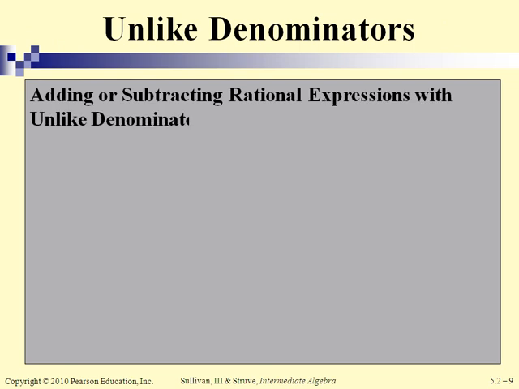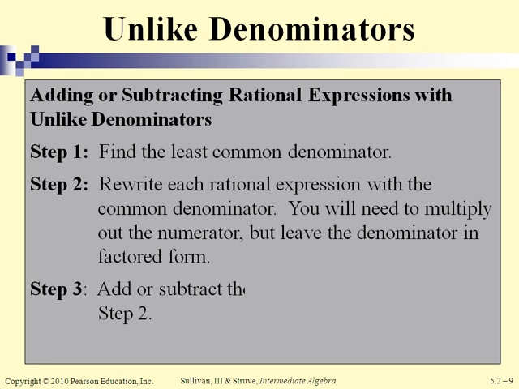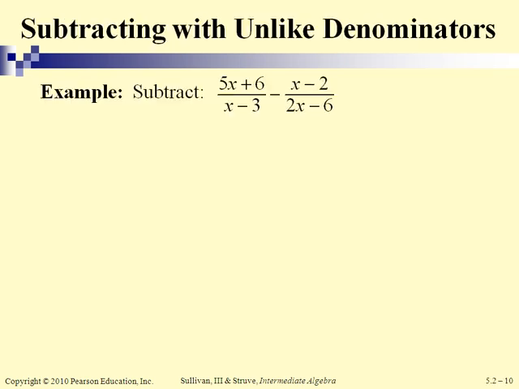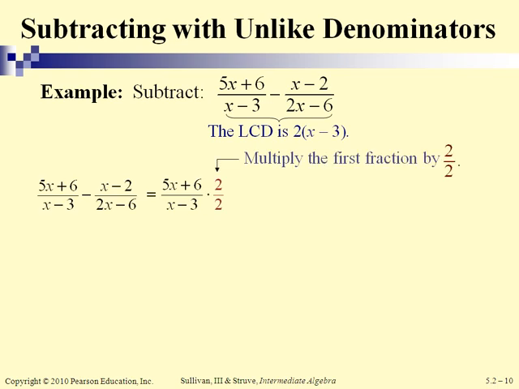Now, if you don't have the same denominator, then you have to find the least common denominator and rewrite every expression with the same denominator, and then add or subtract. And then at the end, you need to simplify. Look at this. What is the common denominator? Well, before you talk about that, you try to factor. Very good. Thank you, Nathan. The LCD is 2 times x minus 3. So for the first term, you need to multiply 2 over 2, right? And you get that.